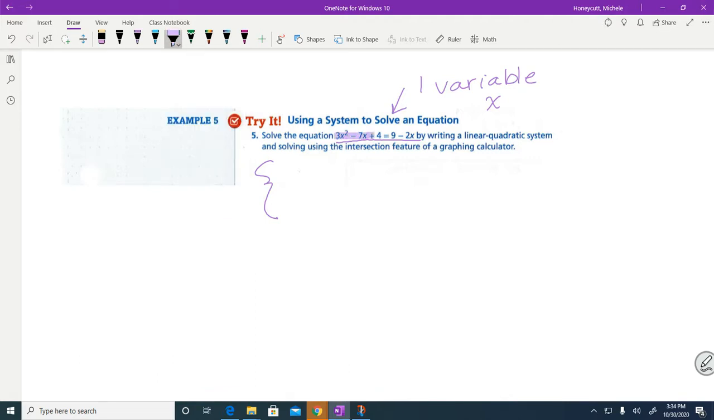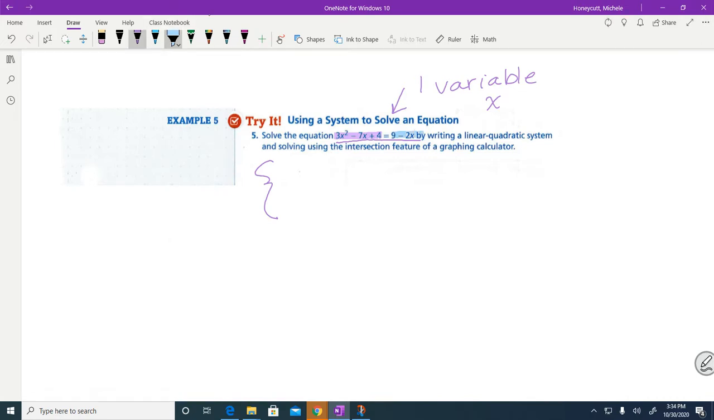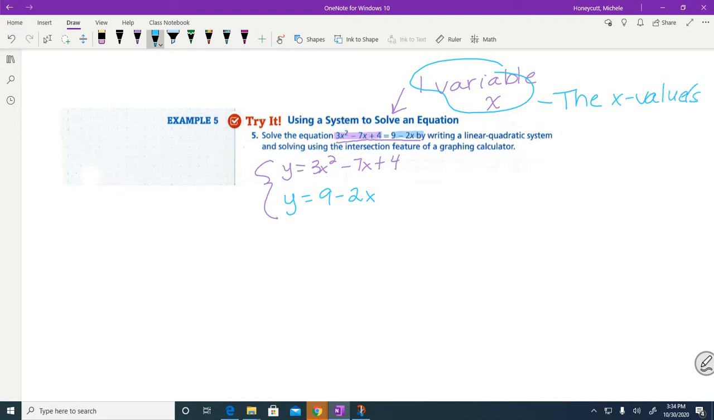I'll make the left side one equation, and then I will make the right side the other equation. So I'm going to graph y equals the left side, 3x squared minus 7x plus 4. Then I'm going to graph y equals the right side, 9 minus 2x. Then I'll graph those and see where they intersect. But since there's only one variable, the x values are the solutions of the equation, not the y's.